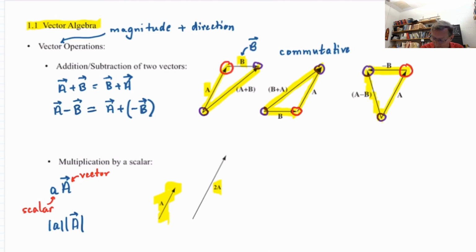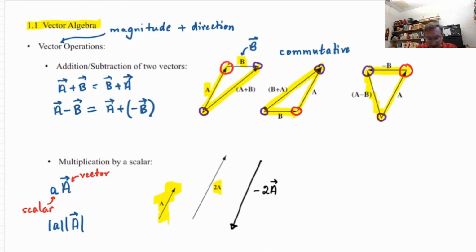What do we get? Well, we just get another arrow, another vector. I didn't draw that very well. See if I can draw that better. With magnitude 2 times the magnitude of big A, but reverse direction compared to 2 times big A.